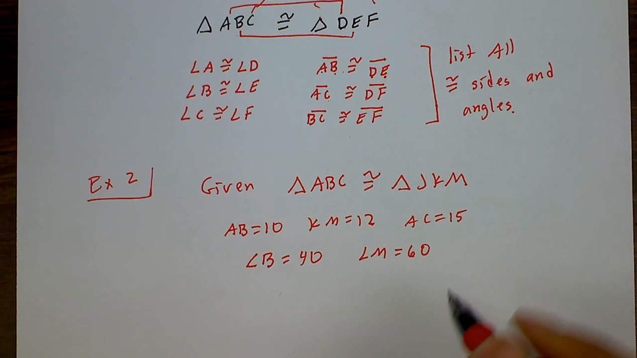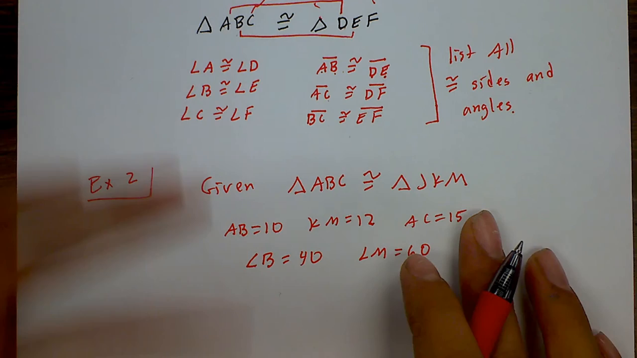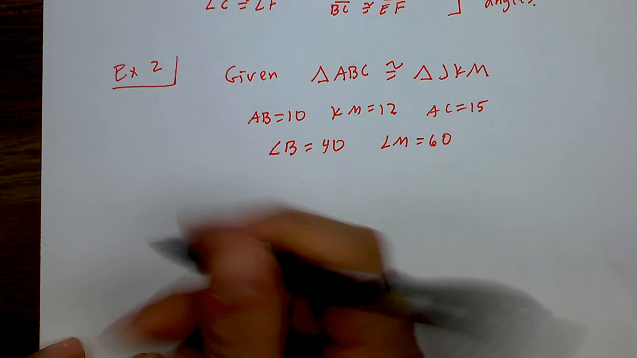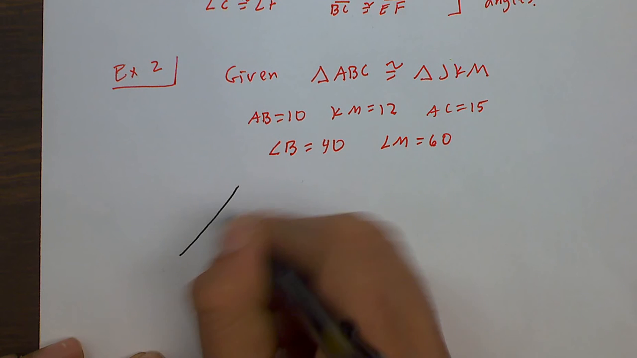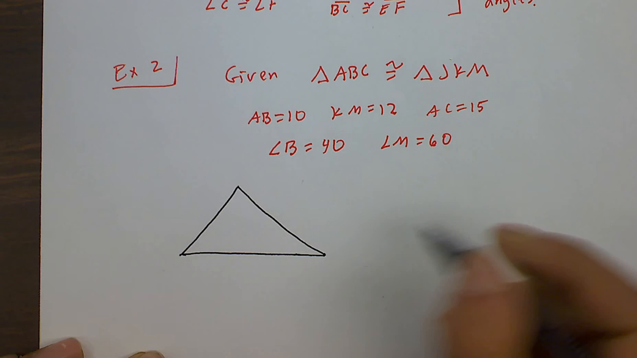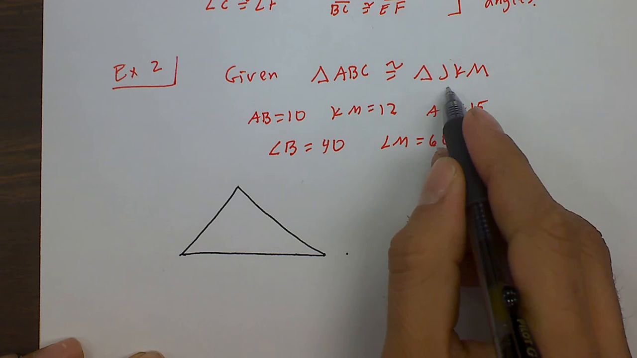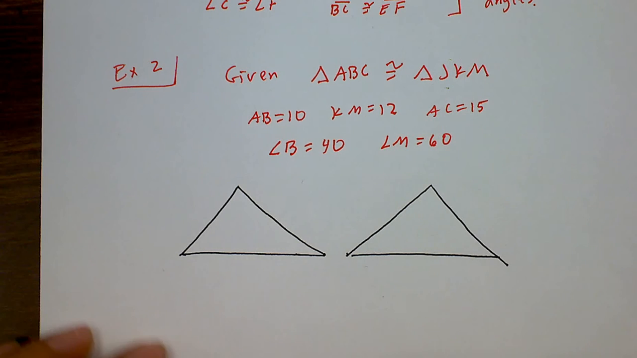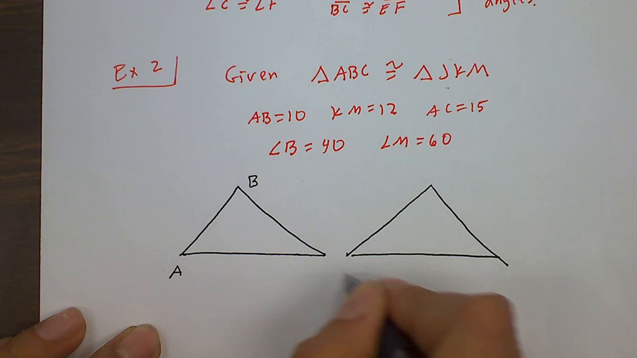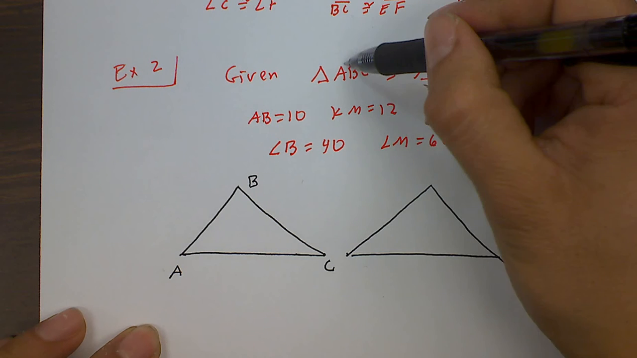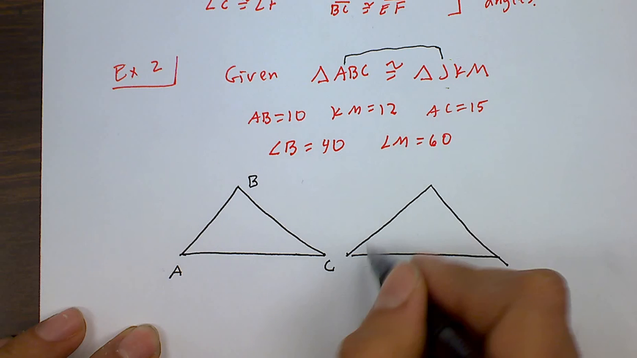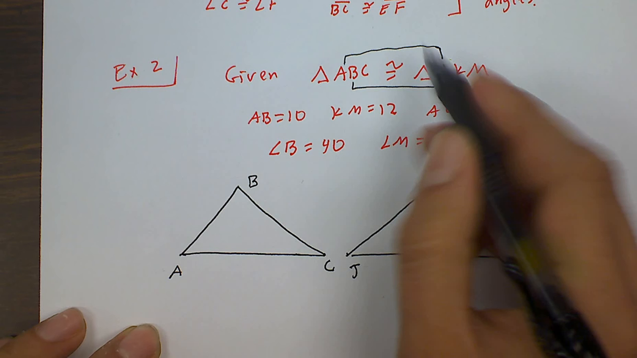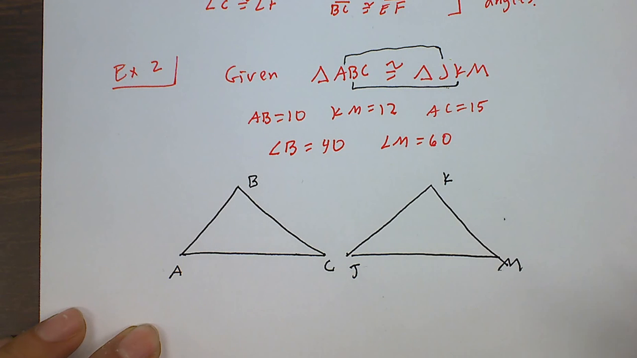The first thing that you always want to do is draw the triangles and label them. Since I don't know how they look, I'm just going to draw 2 generic triangles. They have to be congruent because that's what they're telling us, so they have to be the same size and same shape. Now this one is A, that one is B, that one is C. Based on the way it's written, we know A must be congruent to J, so I'm going to put J right here. B is congruent to K, so I'm going to put K, and then C is congruent to M.